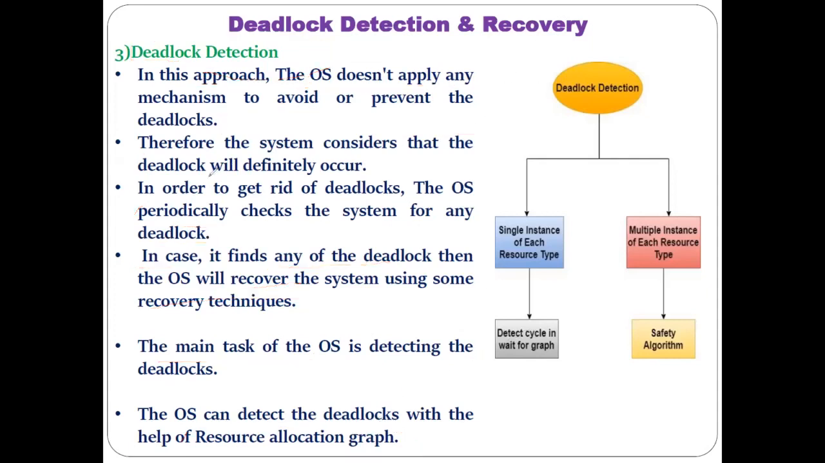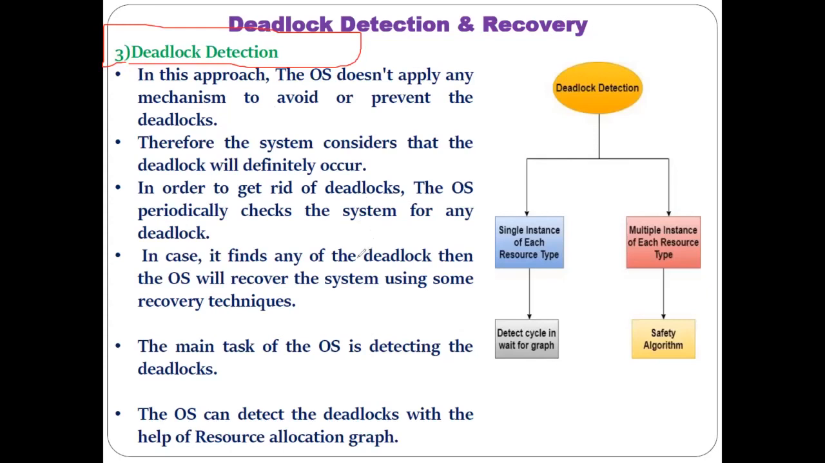First, you must understand how this approach is different from the previous two approaches, deadlock prevention and deadlock avoidance. In both of those previous cases, the operating system tries to avoid or prevent the deadlock, in the sense that it takes care that the deadlock should not happen. But in this approach, the operating system doesn't apply any mechanism or technique to avoid or prevent the deadlock. It simply considers that in the future a deadlock is definitely going to occur, and then thinks that if the deadlock occurs, the recovery techniques will be applied to recover from the deadlock. Understood.